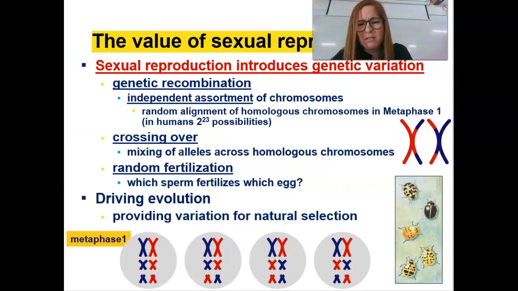So what is the value? Why are we doing all of this? Well, the value here is that independent assortment, there's 2 things. So we have crossing over. That mixing of homologous chromosomes increases genetic variation. When we do this switching in prophase 1, it increases genetic variation.